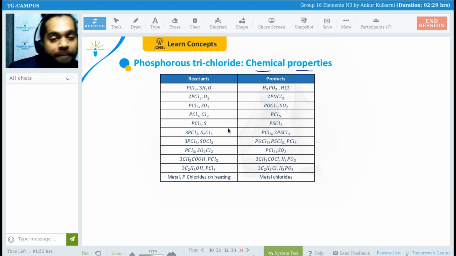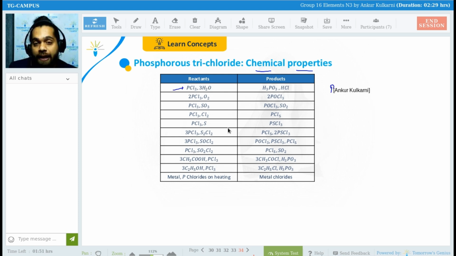Look over here. That comma means what? They are reacting with each other. See, if I have PCl3, I have combined them together in a single box. This will be very, very helpful. All of the reactions at a single place. Very, very helpful.